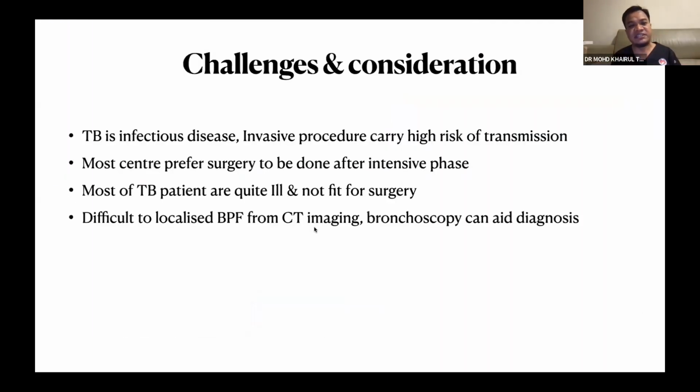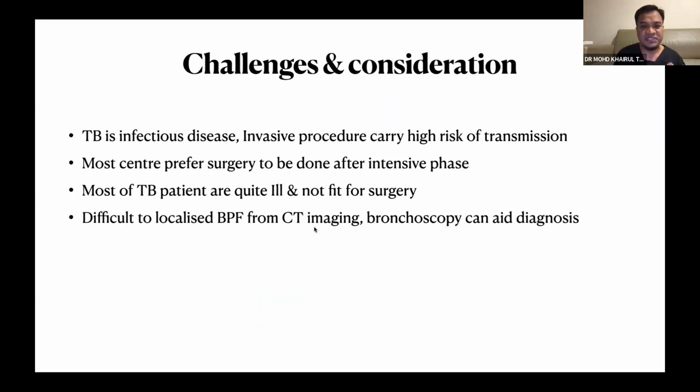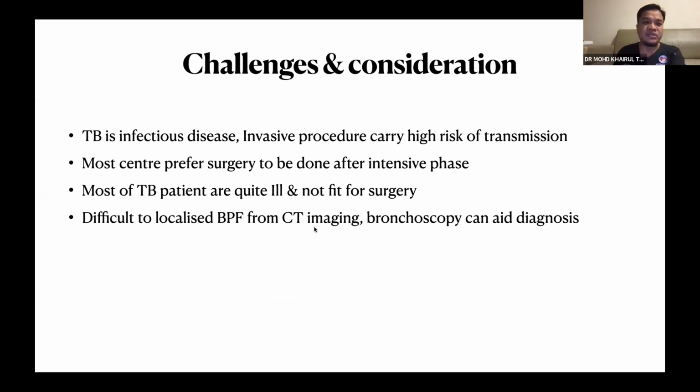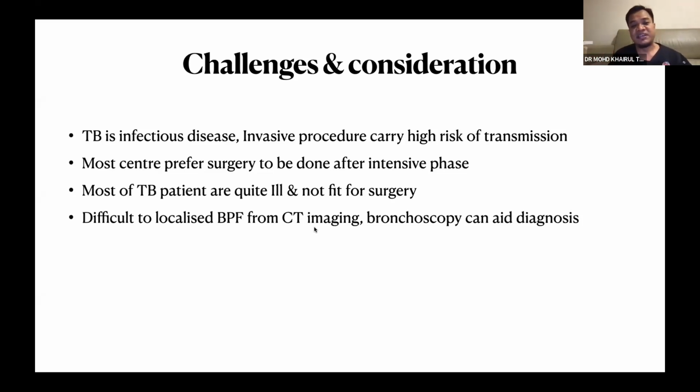So the biggest challenge is actually that TB is an infectious disease. We know that any invasive procedure will carry a high risk of transmission. That's why different centers have different thresholds to accept patients, but in Malaysia, when I worked in Al-Sultan also, the cardiothoracic team in Sungai Petani said that probably the best time to do the procedure for a TB patient is after the end of the intensive phase, or at least when you have proven that the patient has already sputum converted. But it really differs from center to center.